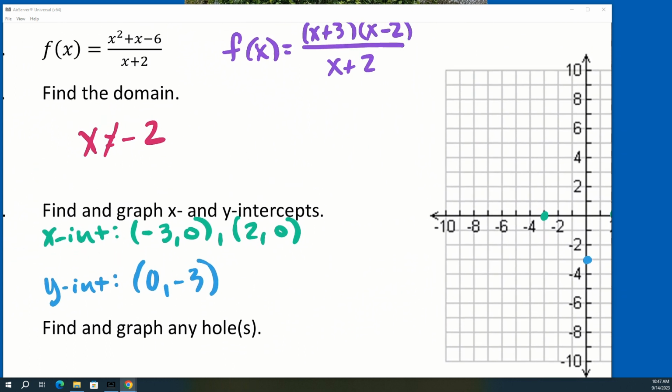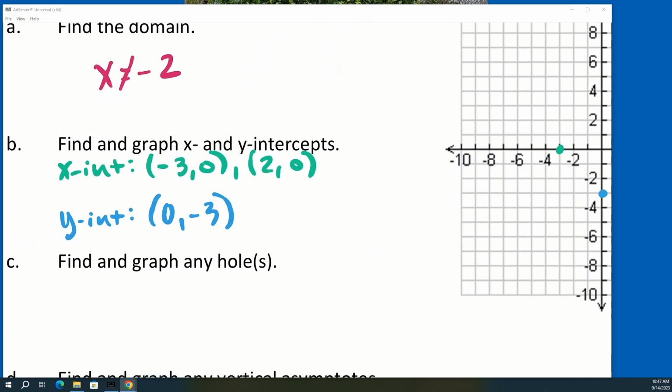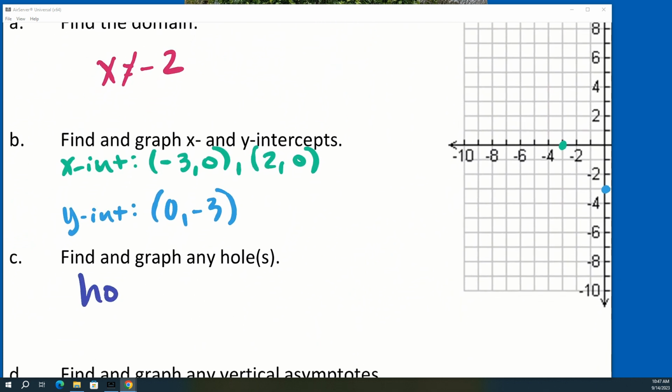All right. Is this graph going to have a hole? No. So if you haven't boxed anything up because they are like factors, sorry, I meant to say none, there's not going to be a hole.